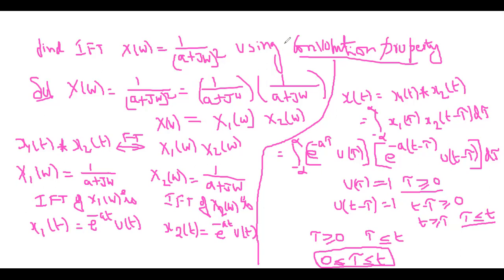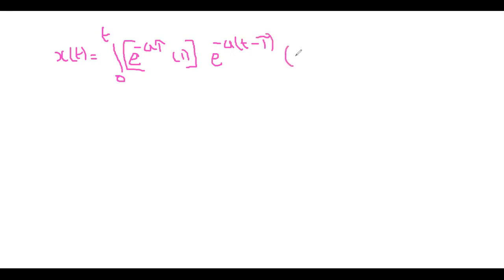Now, go to the next page. This implies x of t is equal to the integral, now I'm changing this to 0 to t, of e power minus a tau, and mu of tau is equal to 1, and e power minus a (t minus tau), and the value is also 1, d tau, from 0 to t.